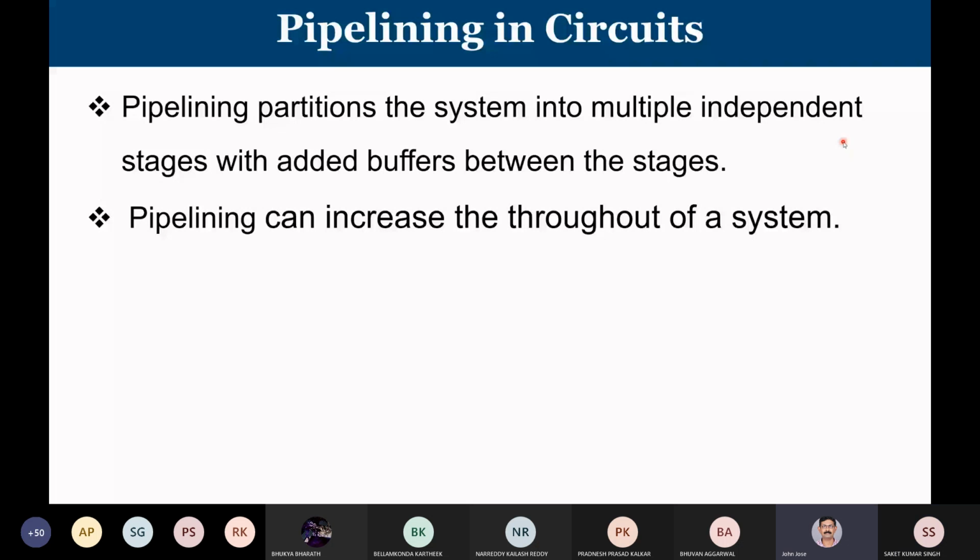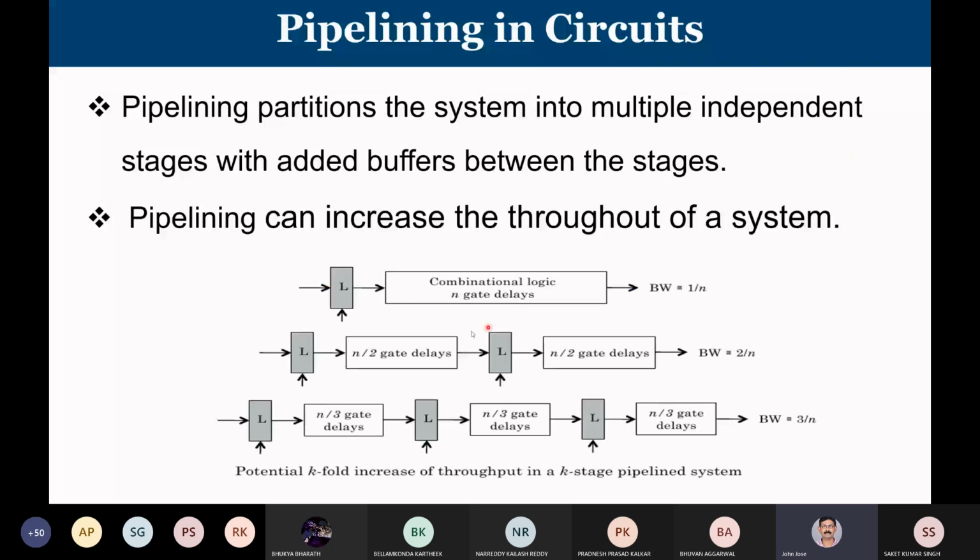So pipelining can increase the throughput of a system. So look at the diagram. Initially, consider there is a combinational logic where there are n gate delays. That means once you apply a signal, it passes through n gates one after another. So the bandwidth you are going to get is 1 by n. Now you are going to divide this combinational logic into two equal subcomponents, where each one has n by 2 gate delays.